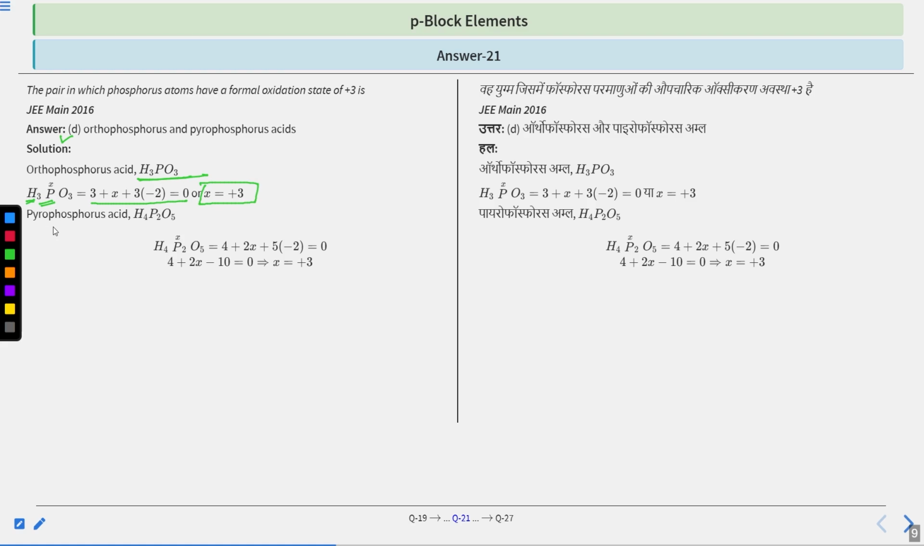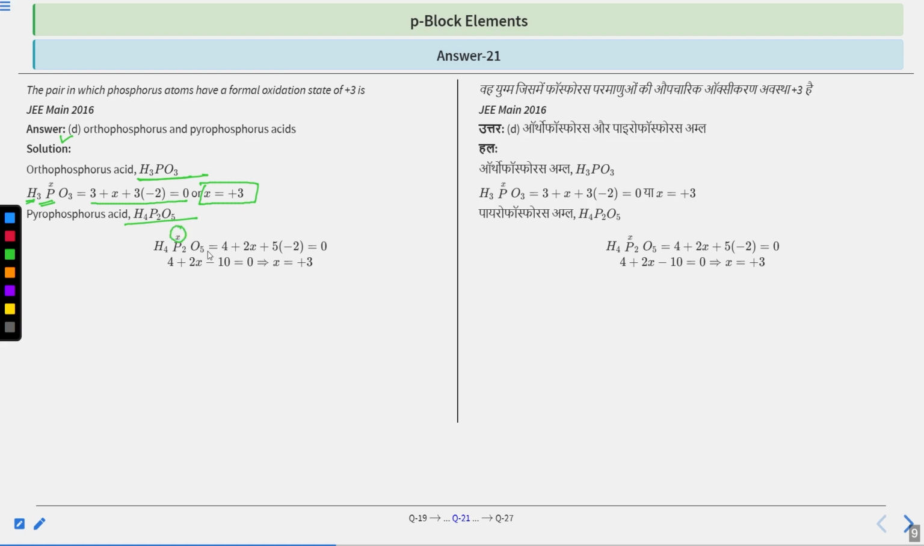Okay. The next molecule in the pair is pyrophosphorus acid, having a molecular formula of H4P2O5. In this case also, let's suppose the oxidation state of phosphorus is X.